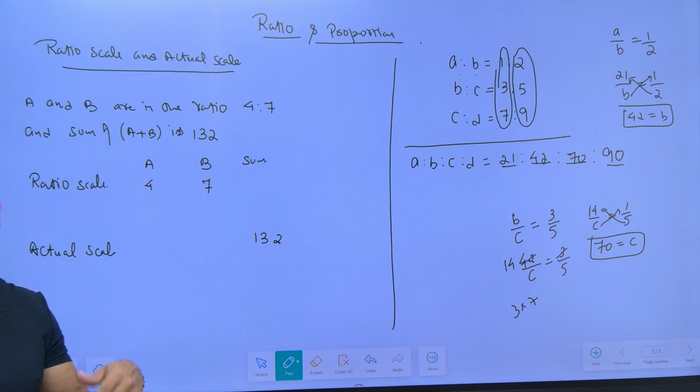To avoid, remember that previous question we have solved using variable. Variable use kare the. Let's say numbers are 4x and 7x. I can solve this question by using that particular approach also. Let numbers are 4x and 7x and their sum is given as 132. So 11x is equal to 132. X is equal to 12. And then you put 4 into 12, 7 into 12.